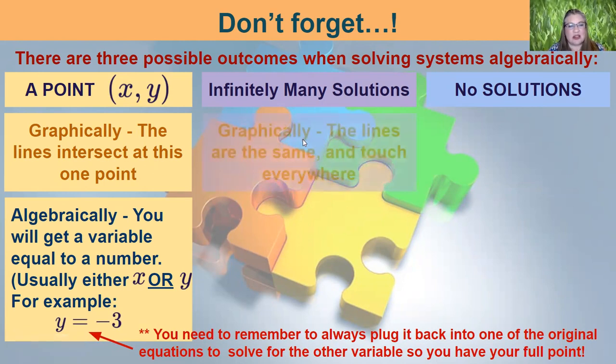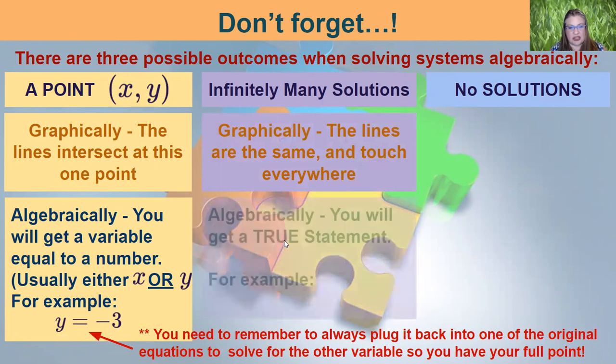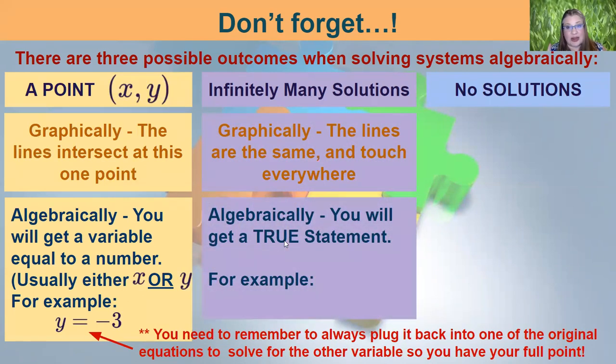Okay, infinitely many solutions. Graphically, we already know that means the 2 lines are on top of each other. They're touching and they have many, many solutions. But algebraically, we didn't talk about this, you will get a true statement. So when you solve your algebra, when you plug one equation into the other and solve it out, you'll end up getting something like 5 equals 5. That's true. That means no matter what you plug into the variables, it's always going to come out to 5 equals 5. It will always be true because it's infinitely many solutions.